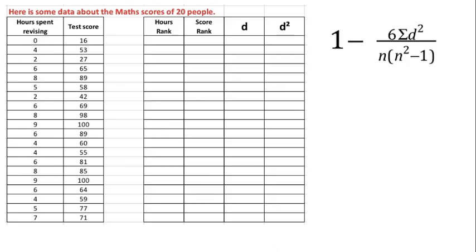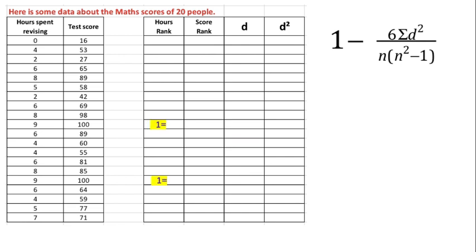Then it's the rank correlation coefficient next. So we're calculating this thing that's measuring how well things are correlated together, how well the hours spent revising and the test score are related to each other.